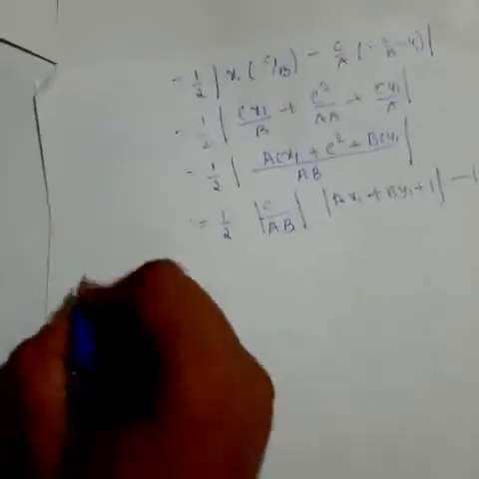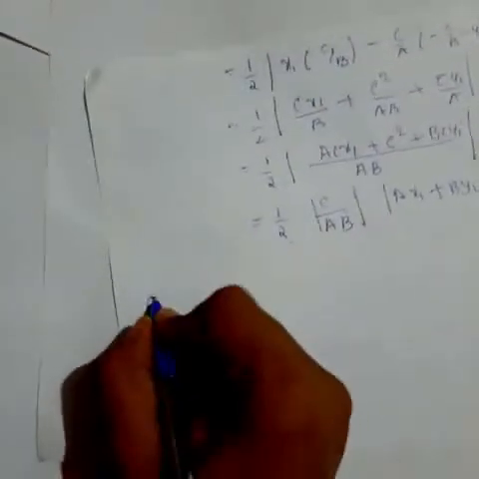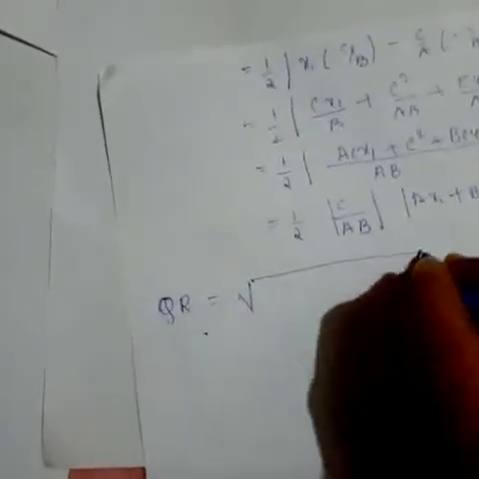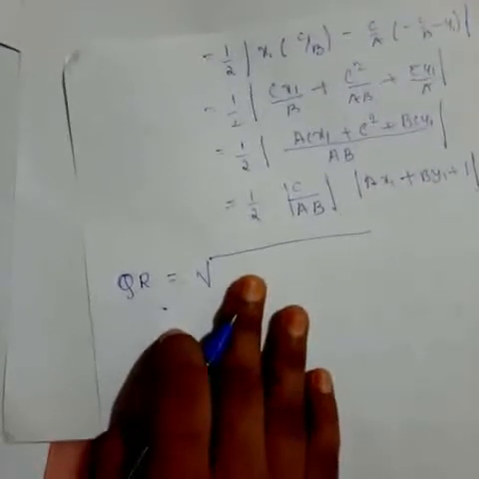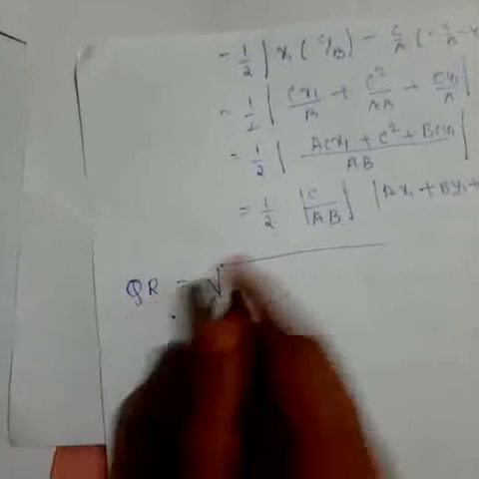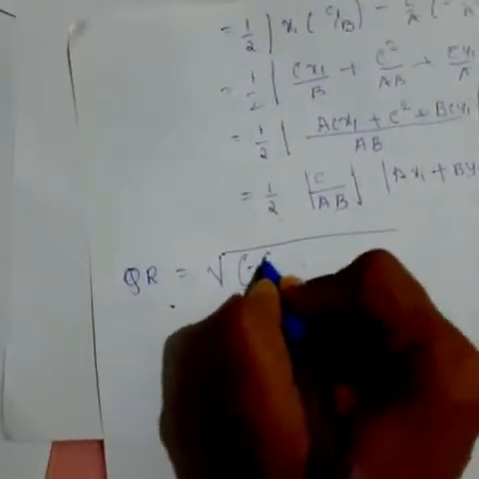And next, QR. We have to find QR. QR means using the distance formula. You all know that the square root of x2 minus x1 whole square plus y2 minus y1 whole square. The Q coordinate and R coordinate, you will get here minus c by a.